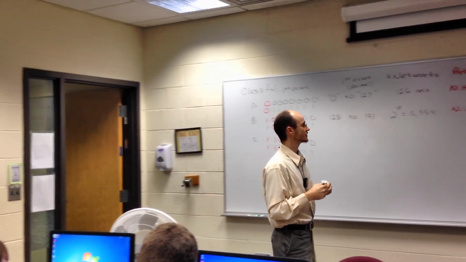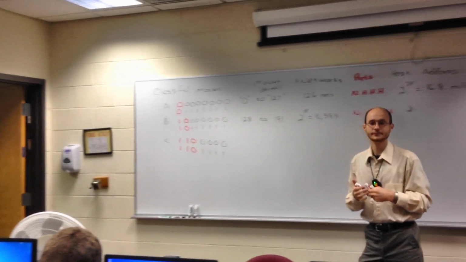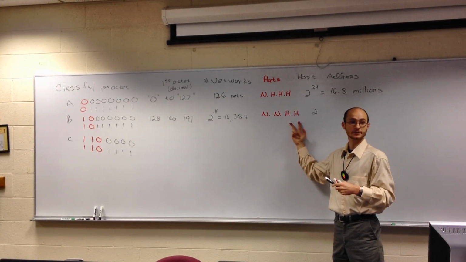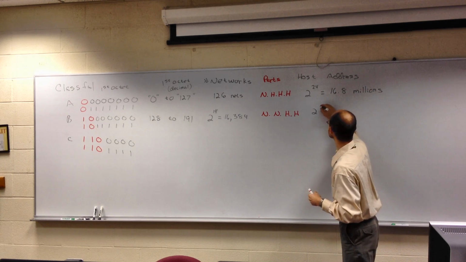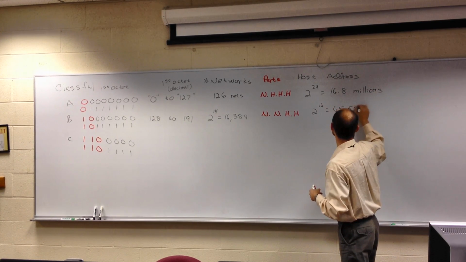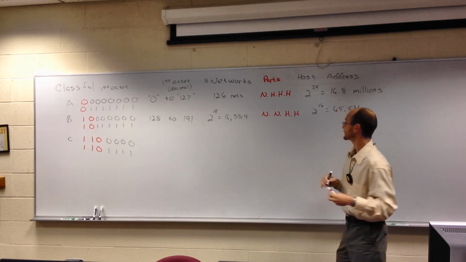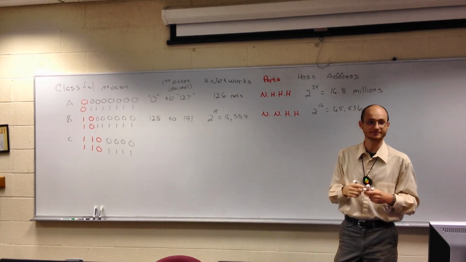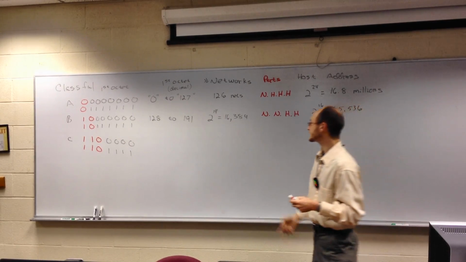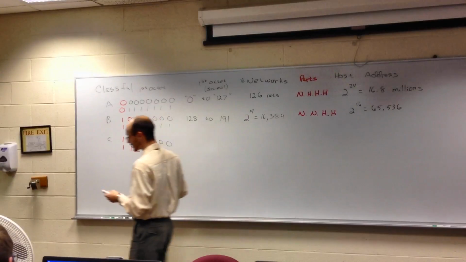What about the size of those networks? Well, we have 2 full octets that we can use, correct? So 2 raised to 16 is going to give me 65,536 addresses. That's where that number comes from. We clear about that? So you guys help me with Class C. What's the range going to be for Class C?